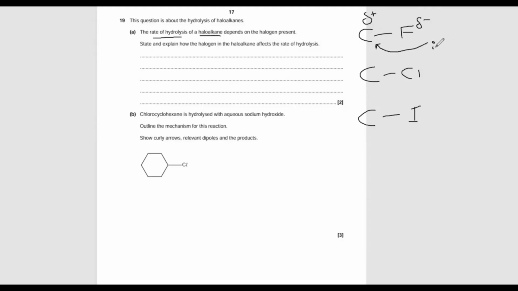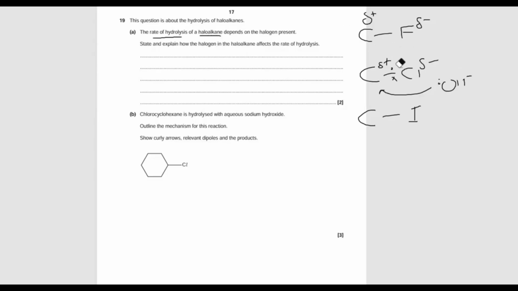So you can see that the haloalkanes have carbon halide bonds, and they are polar. So we have a delta positive carbon and a delta negative halide. The water molecule, or a hydroxide ion, is going to attack that. So there's a little bit of nucleophilic substitution going on here.